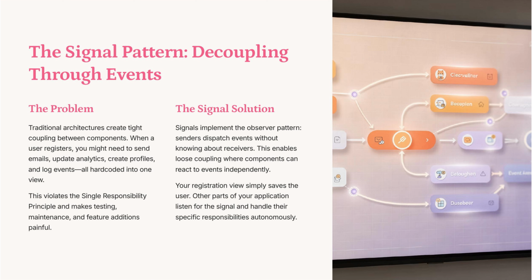Traditional architectures often lead to tightly coupled components, violating the single responsibility principle. This complicates testing and maintenance. Signals, using the observer pattern, decouple components by allowing senders to dispatch events without knowing receivers. This enables independent reactions to events, simplifying tasks like sending emails or updating analytics when a user registers.